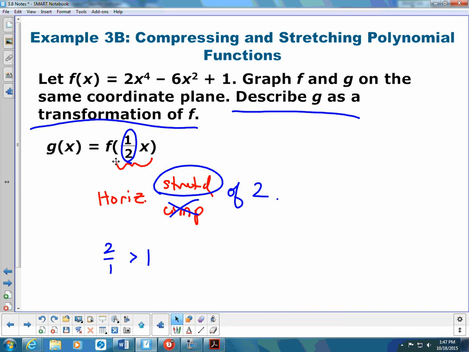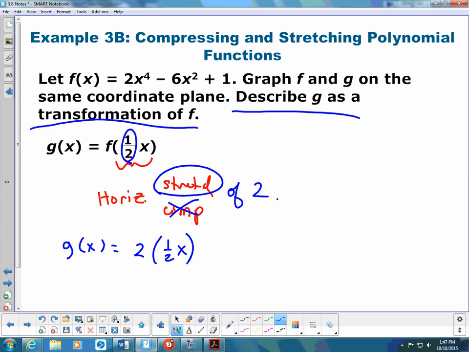And so if we're going to actually write this function down, we are going to want to write that g of x is going to be f of 1/2 x, but that means I'm going to plug in 1/2 x wherever I see an x. So 1/2 x is going in here, and 1/2 x is going in here. So I have 2 times (1/2 x) to the fourth minus 6 times (1/2 x) squared plus 1.